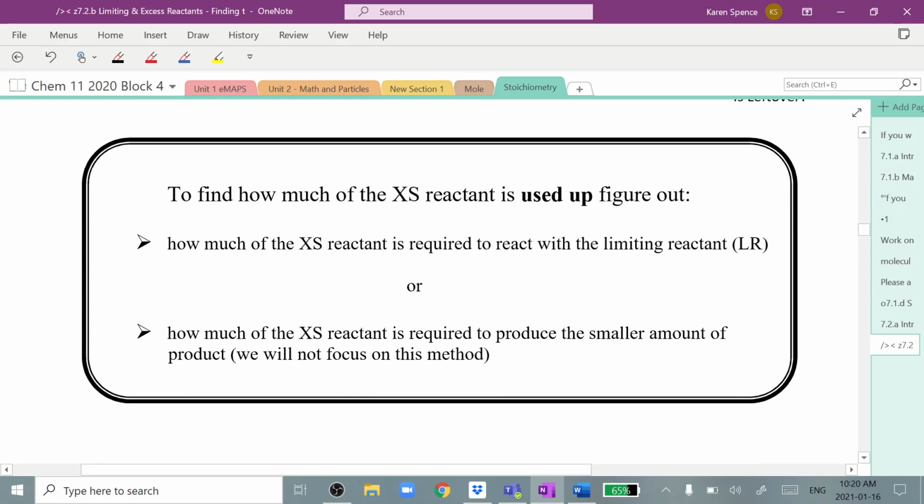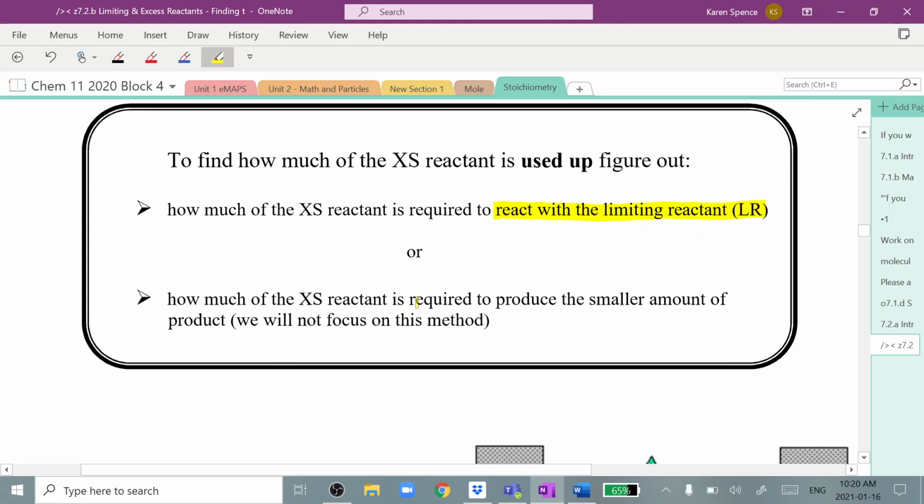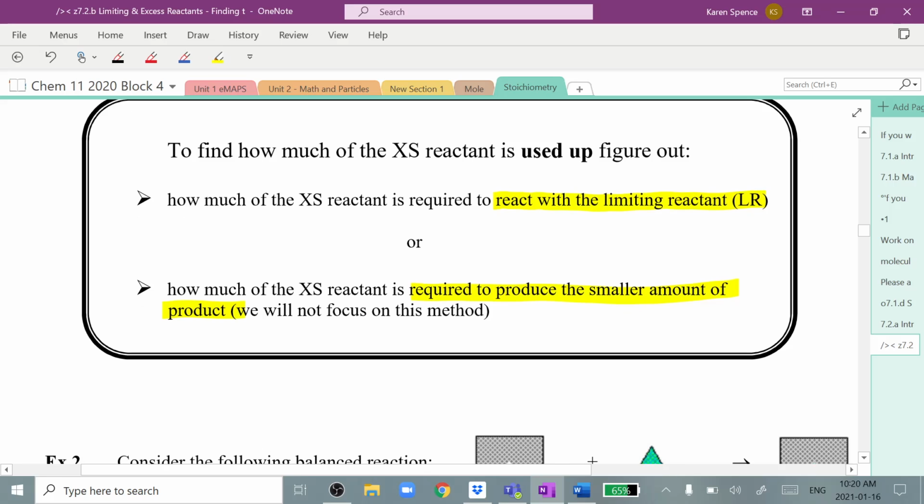To find out how much of the excess reactant is used up, figure out, as I just said, how much of the excess reactant is required to react with the limiting reactant, or how much of the excess reactant is required to produce the smaller amount of product. And like I just said, we're not going to focus on this method.